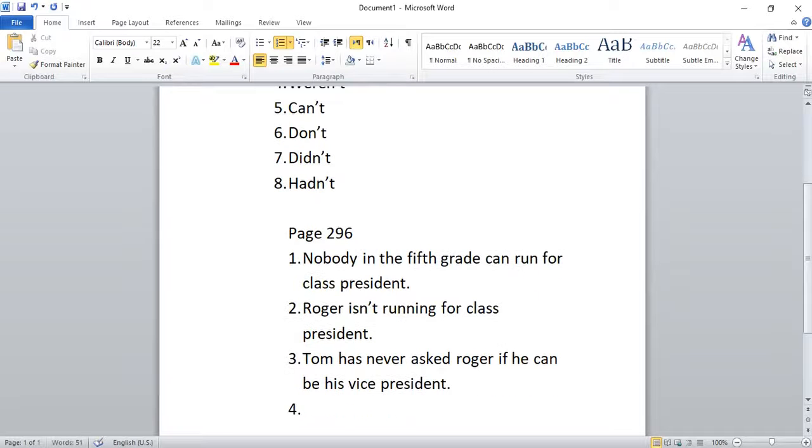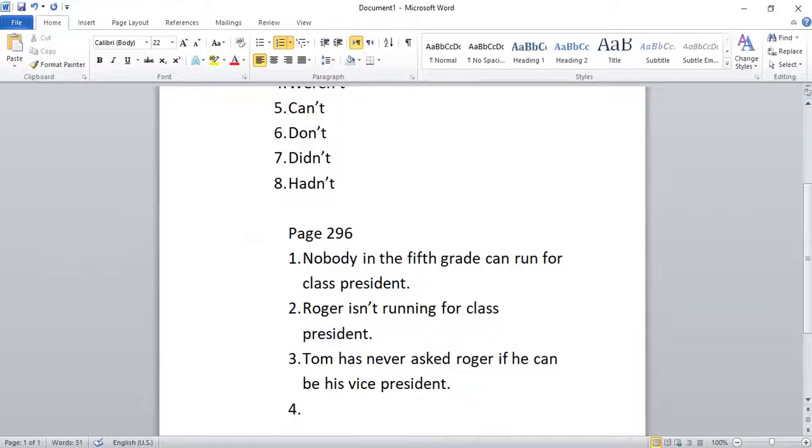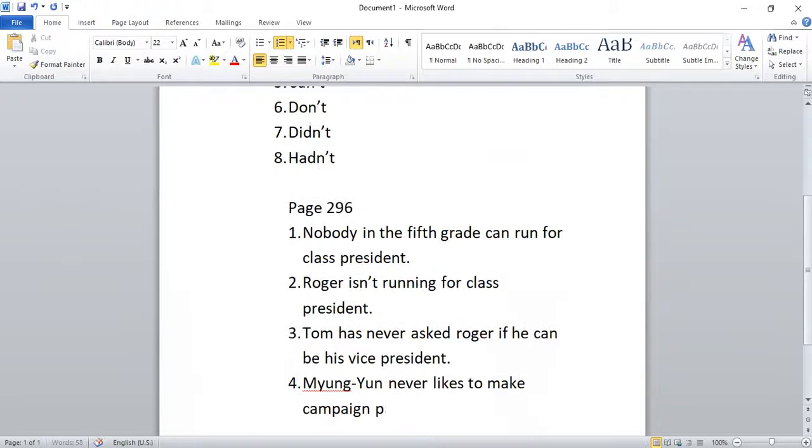Alrighty. Number 4. Myung-Yoon always likes to help make campaign posters. Or we can say Myung-Yoon never likes to help make campaign posters. Alright, number 5.